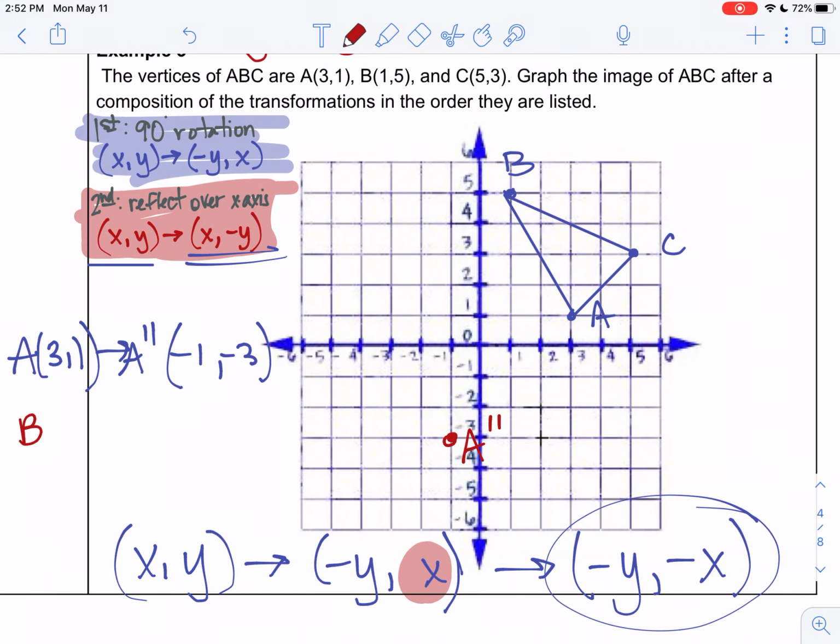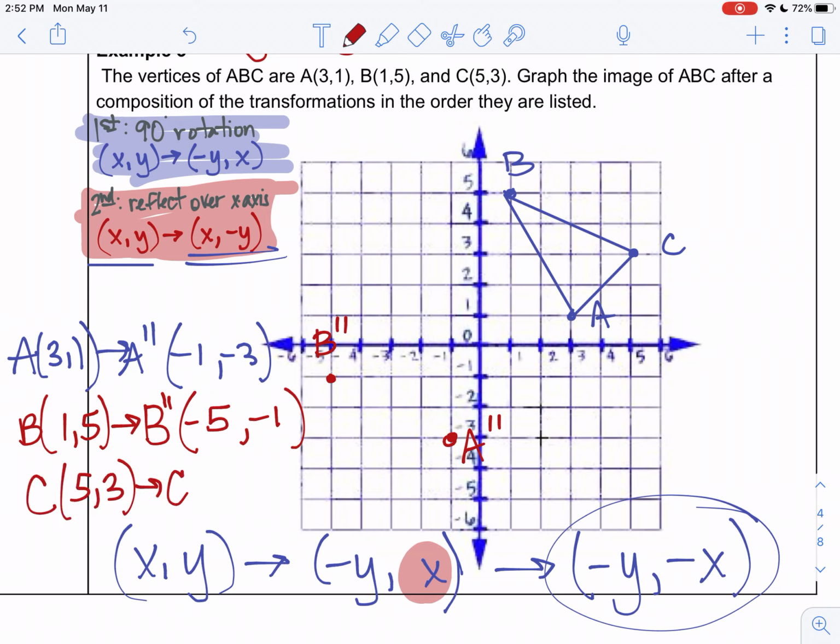B was initially hanging out at 1, 5. To get to B double prime, we switch the order and we change the sign on both. So 1, 5 becomes -5, -1. And then last but not least, C is hanging out at 5, 3. To find C double prime, we switch the order of the coordinates and change the sign on both. So 5, 3 becomes -3, -5. And we connect.